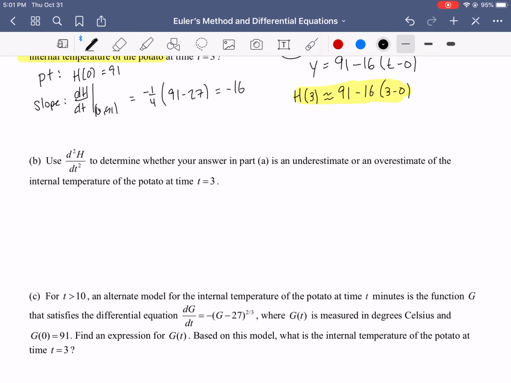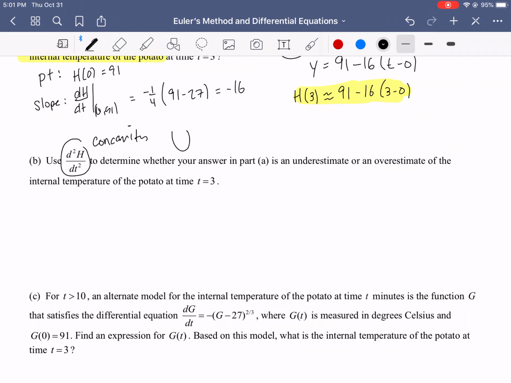Okay, in part B, it says to use the second derivative of h with respect to time to determine whether your answer in part A is an underestimate or an overestimate of the internal temperature of the potato at time 3. So the question is, how in the world am I going to use a second derivative to determine if my answer in part A is an under or an overestimate? And here's the answer. I know that second derivatives tell me about concavity. And so what do I know about concavity?